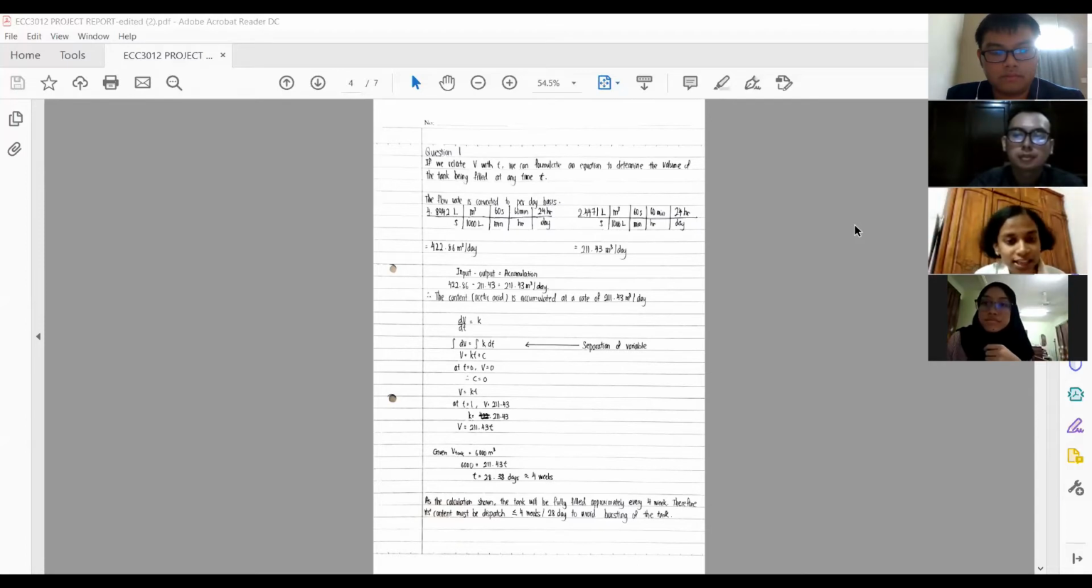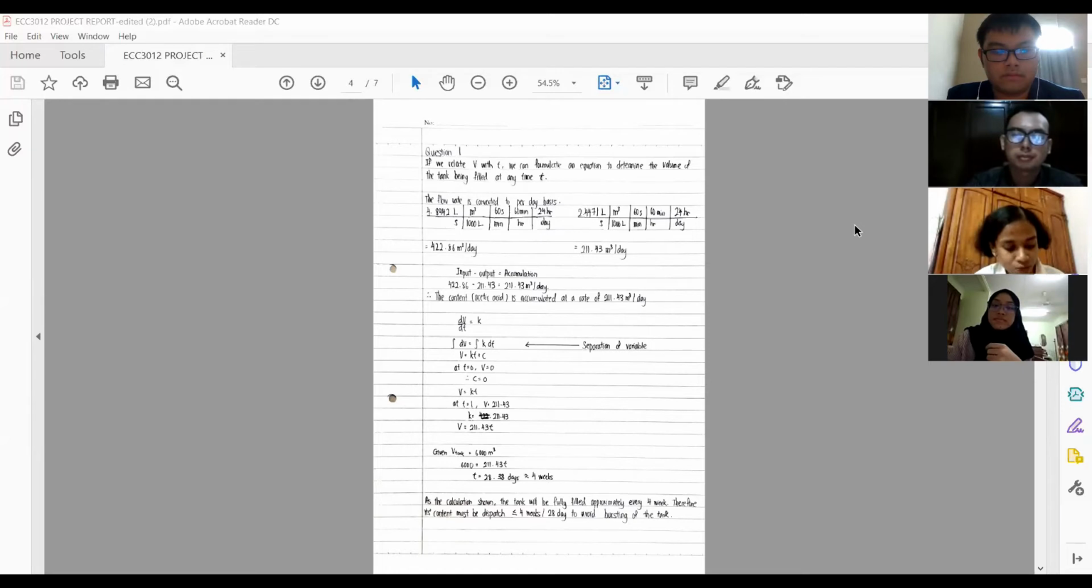So we can get these two values, and we all know that input minus output will be accumulation. So our input value 422.86 minus 211.43, we will get 211.43 meter cube per day. So that's our value for accumulated acetic acid.